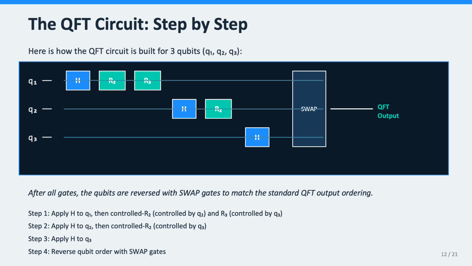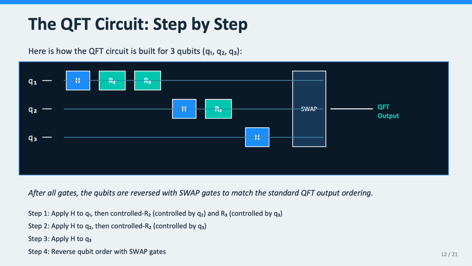The second qubit then receives a Hadamard and a controlled phase rotation with index 2 controlled by the third qubit. The third qubit receives just a single Hadamard gate. Notice the pattern. The number of gates applied to each qubit decreases as you move down through the qubits. The first qubit gets the most gates, the last qubit gets the fewest. This is because the first qubit needs the finest frequency resolution and so requires the most phase adjustments, while the last qubit only needs a coarse split and a single Hadamard is enough.